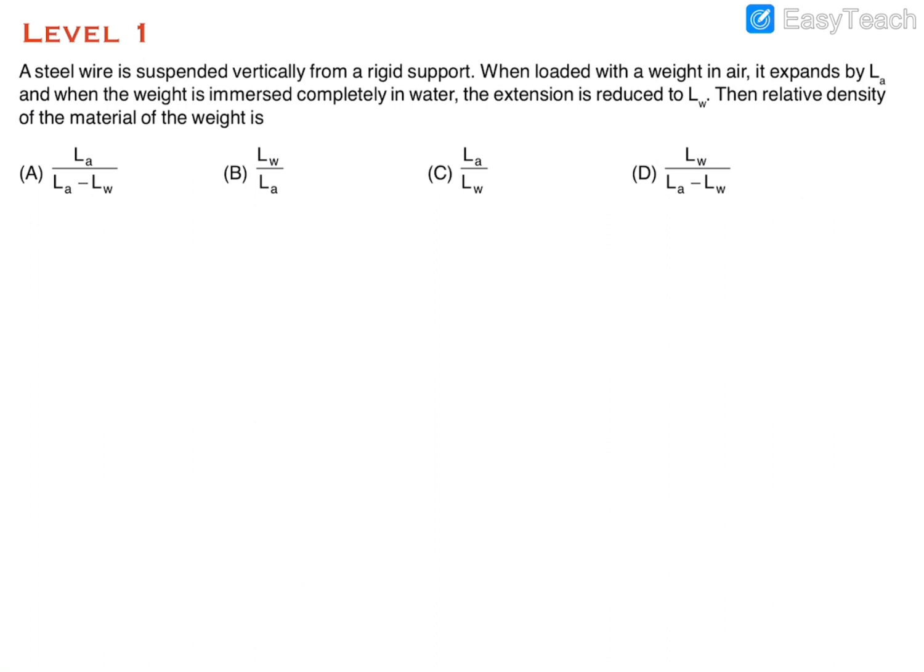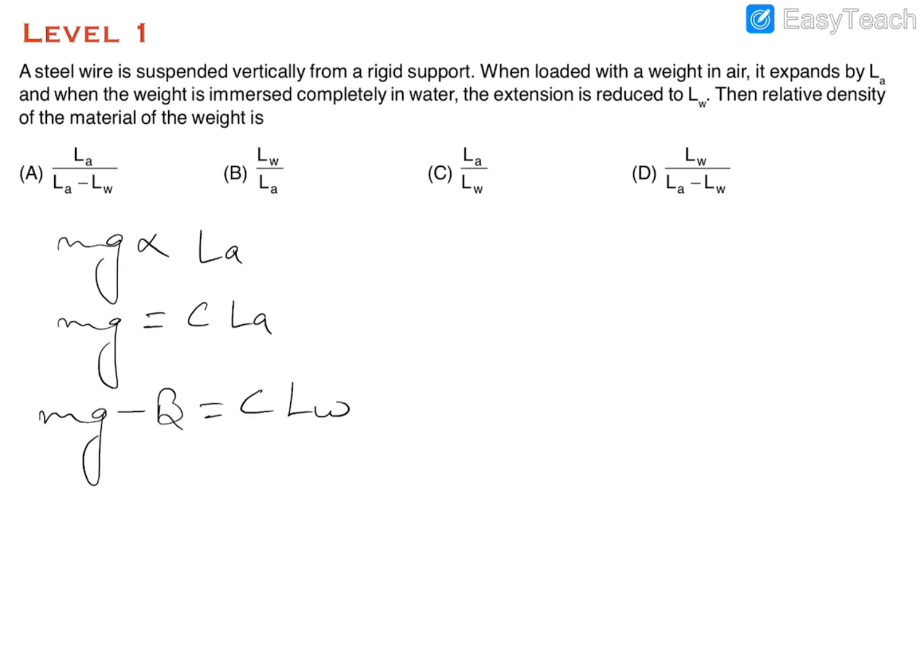So when that weight was in air, the load was mg, and this mg is the force with which we are expanding that wire. So mg is proportional to the extension in the wire, which is LA in air. This is derived by stress strain proportionality. Let us assume that there is some constant C. Now when that weight is completely immersed in water, then the net force will be mg minus buoyancy, and that will be C into LW. Now if we replace mg by C LA, then C LA minus buoyancy is equal to C LW. So buoyancy will be equal to C (LA minus LW).